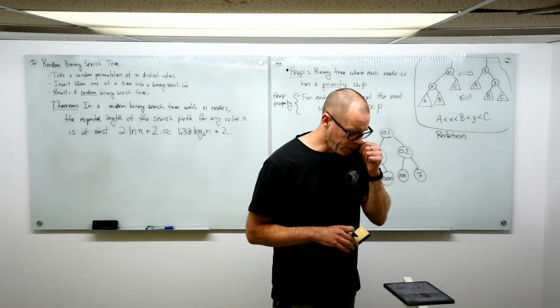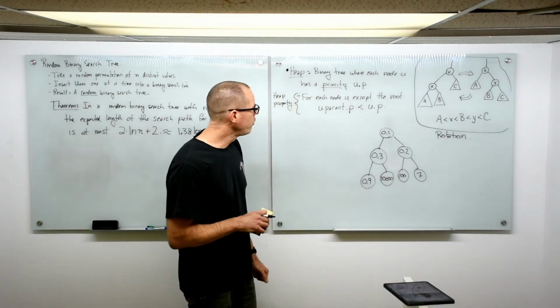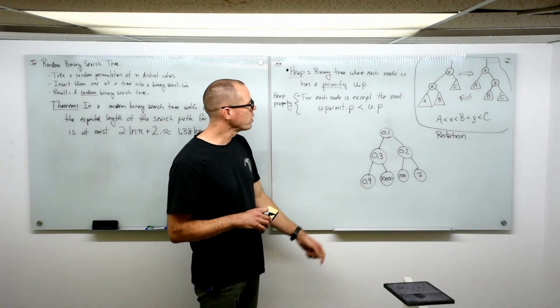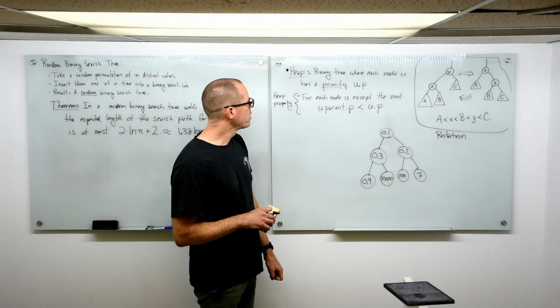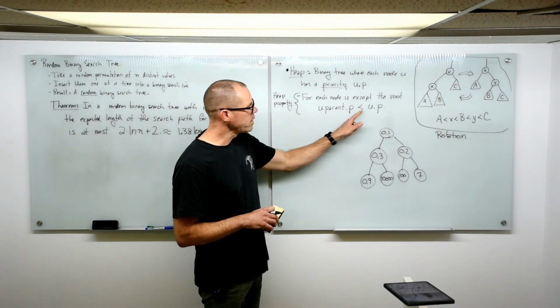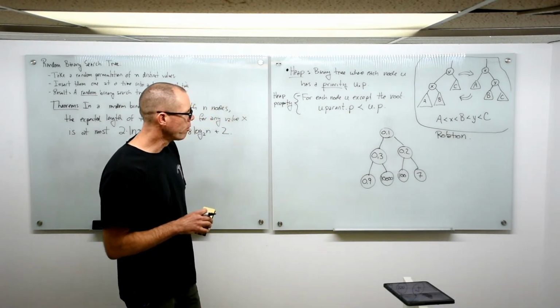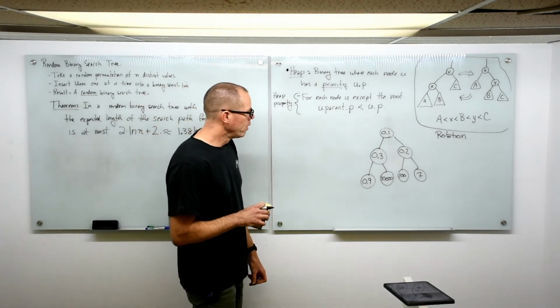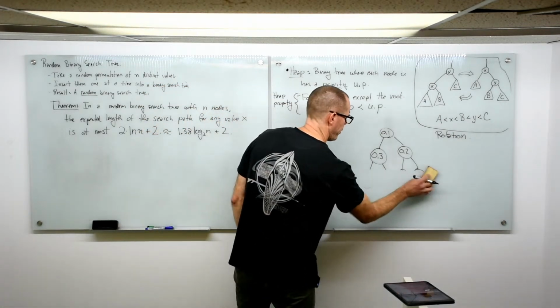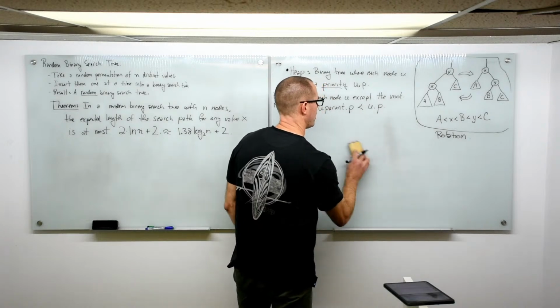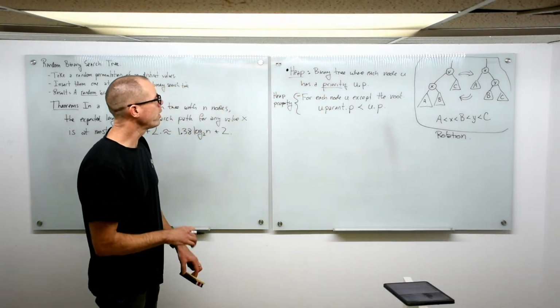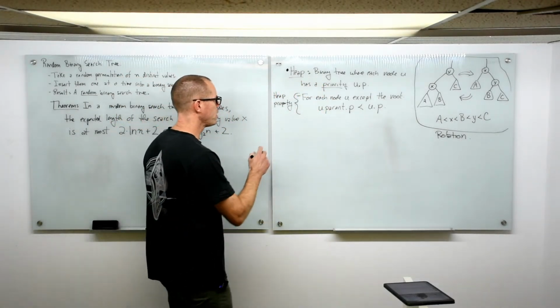So this is the definition of what's called a min heap. If you want a max heap, you just replace less than with greater than here. But we want a min heap. Okay, good. So that's a heap. We already know what a binary search tree is.